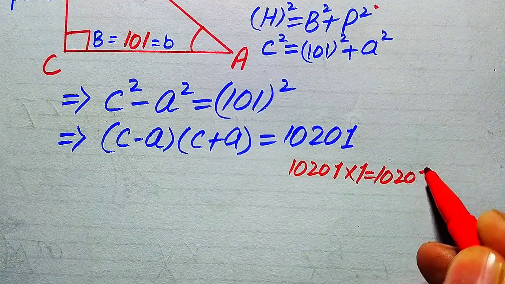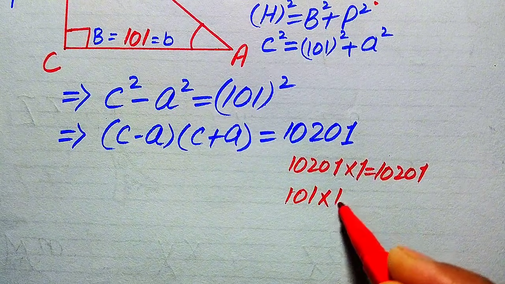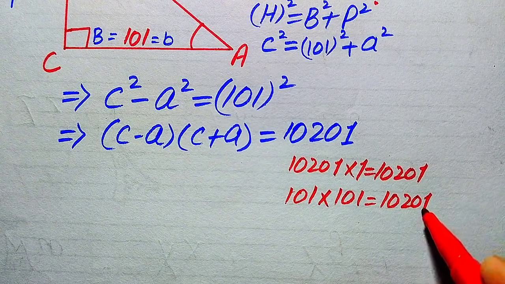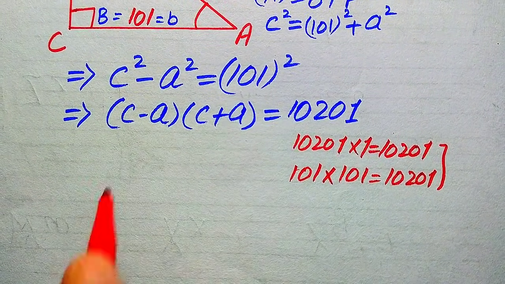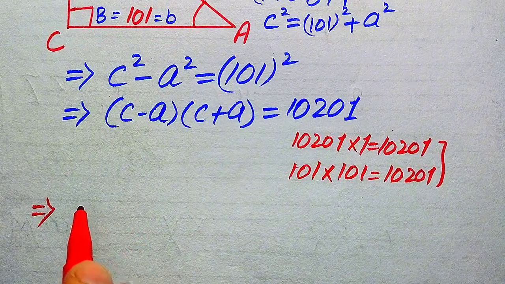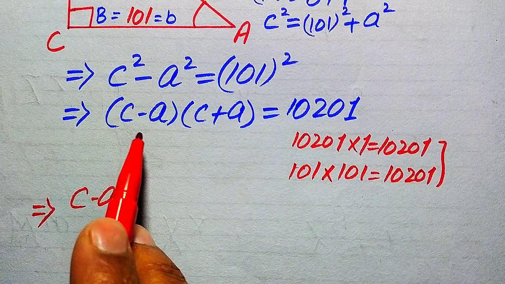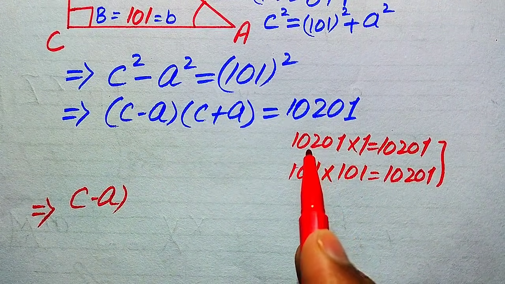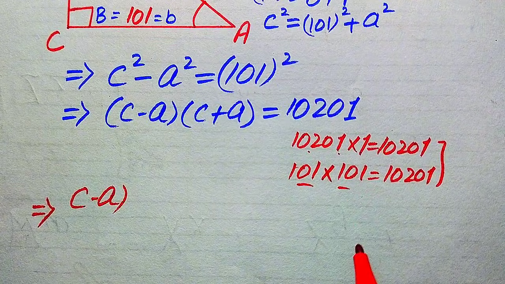equals 10,201, and the second possibility is that 101 multiplied by 101 also becomes 10,201. So we have these two possibilities, and now we convert this equation into these two cases. Here the first case is we write c minus a. We compare both of these two factors with these two values.